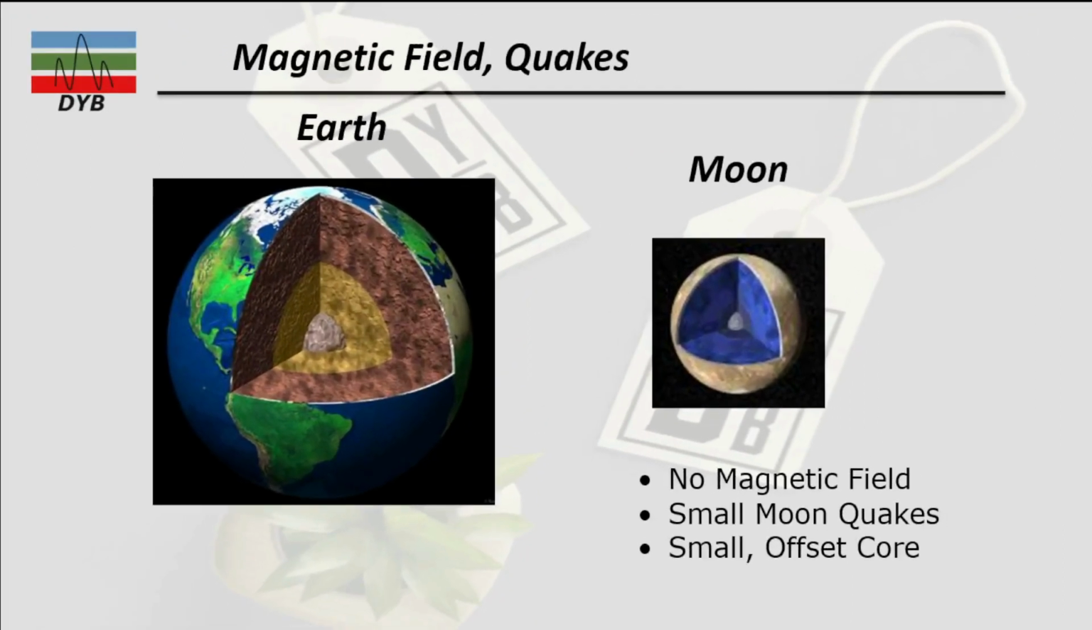So let's look at the magnetic field and the quakes. The Earth has its own magnetic field, and also we have earthquakes. But if you look at the moon, there is no magnetic field, so there is no magnetic north and south pole. We are going to learn about the internal structure of the moon as well. There are actually small moonquakes and a small offset core.